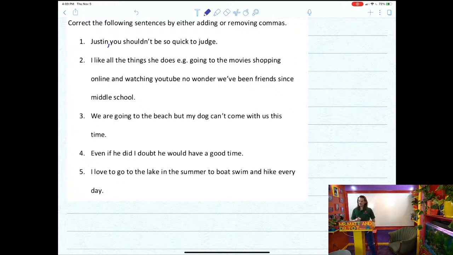2: I like all the things she does, e.g., going to the movies, shopping online, and watching YouTube. No wonder we've been friends since middle school. So I like all the things she does. That's an independent clause. Then we have this parenthetical injection, e.g., so we know we have to surround e.g. when it occurs mid-sentence. Then we have a series listing of phrasal verbs: going to the movies, comma, shopping online, comma, and watching YouTube.